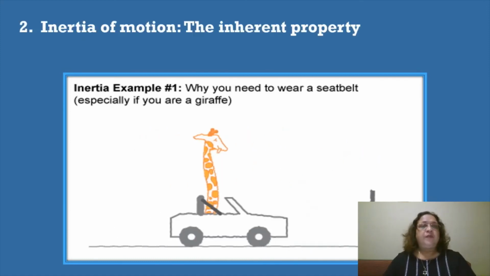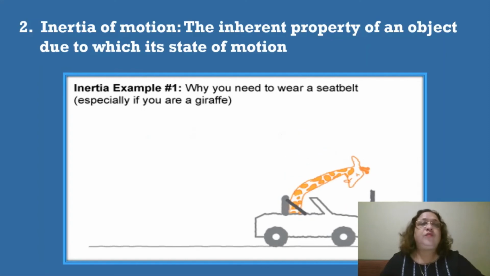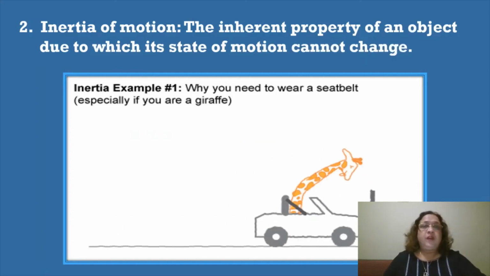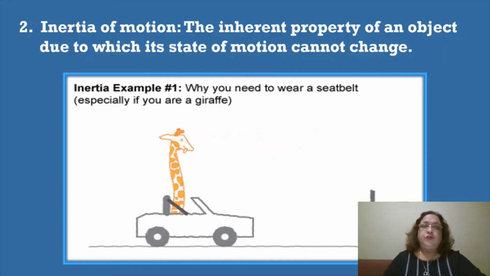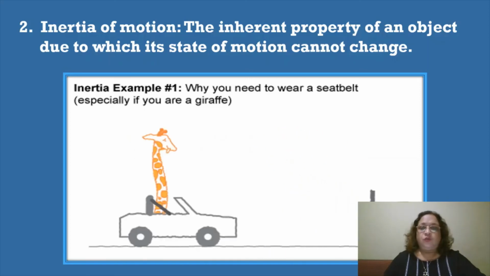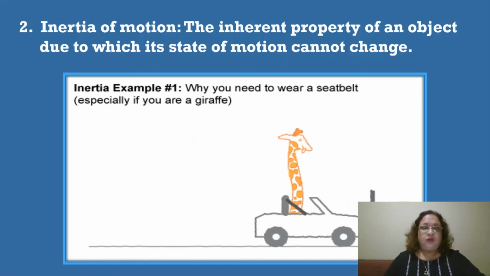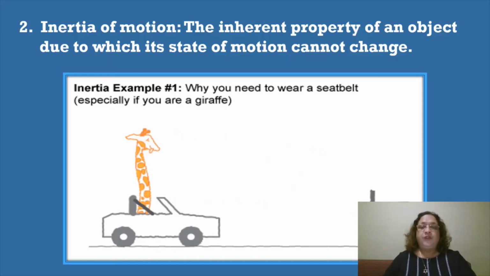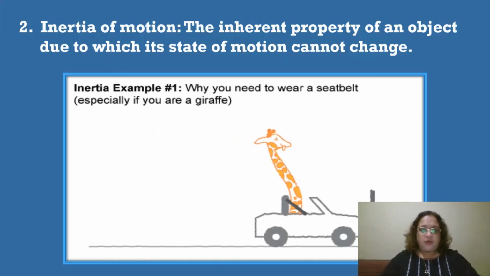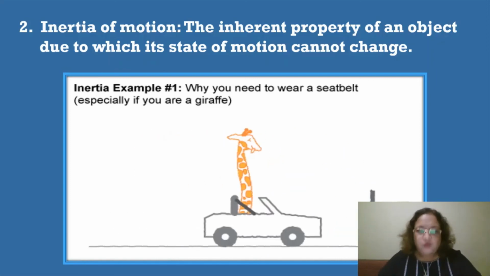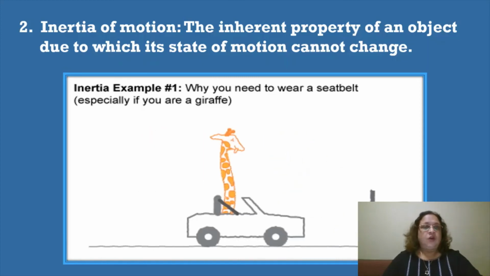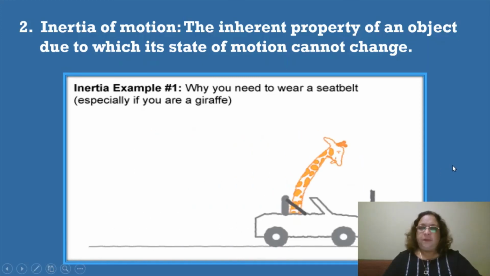So the second type of inertia is the inertia of movement or motion. This is the property of an object due to which its state of motion cannot change. So what happens here? You are sitting, you are not moving, but when the car brakes or hits something, you will automatically move ahead. Okay, that is called inertia of motion.